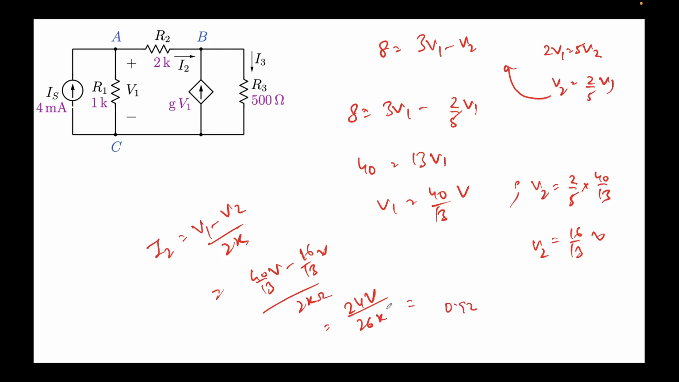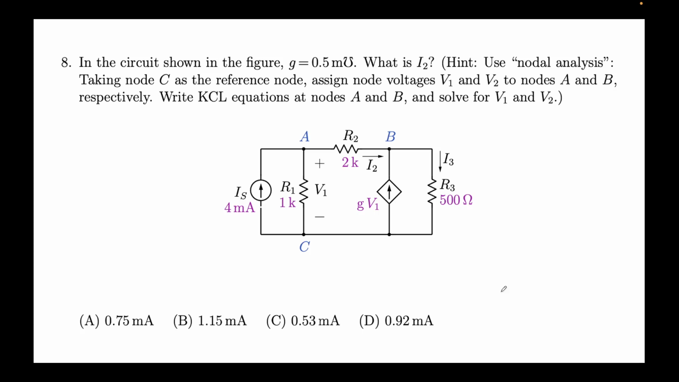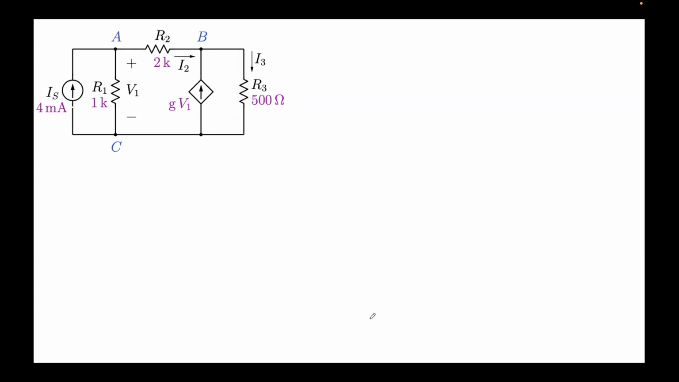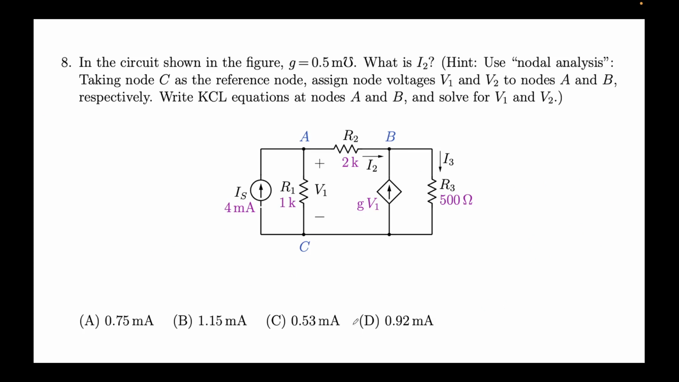There's k in the denominator. Sorry, this was kilo ohm actually. So volts over ohm is amps. So this will be milliamps. So what I'm getting is, for question number 8, I should get D. So we are getting 0.92 milliamps, which is the option over here.